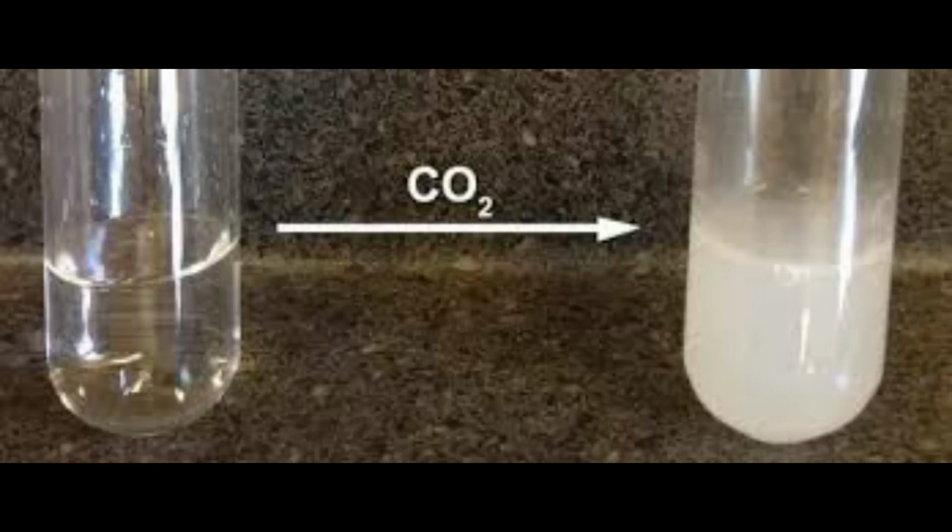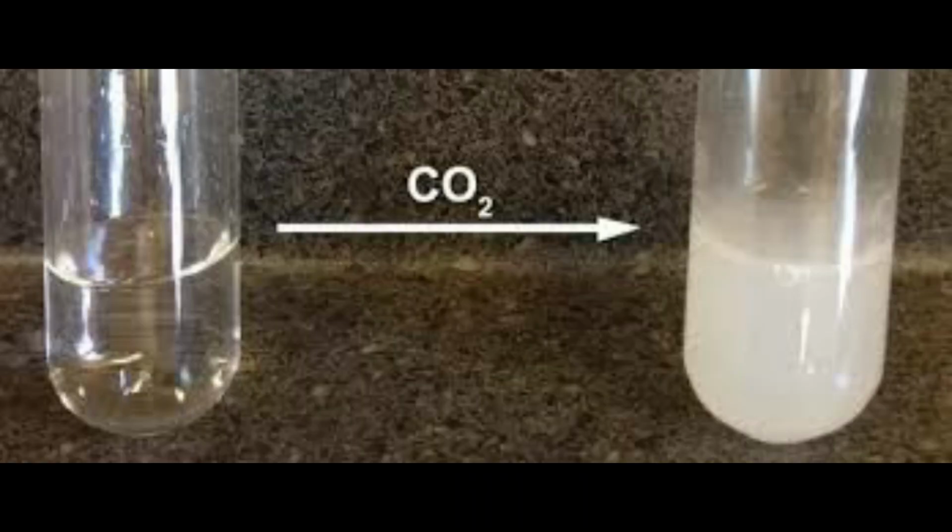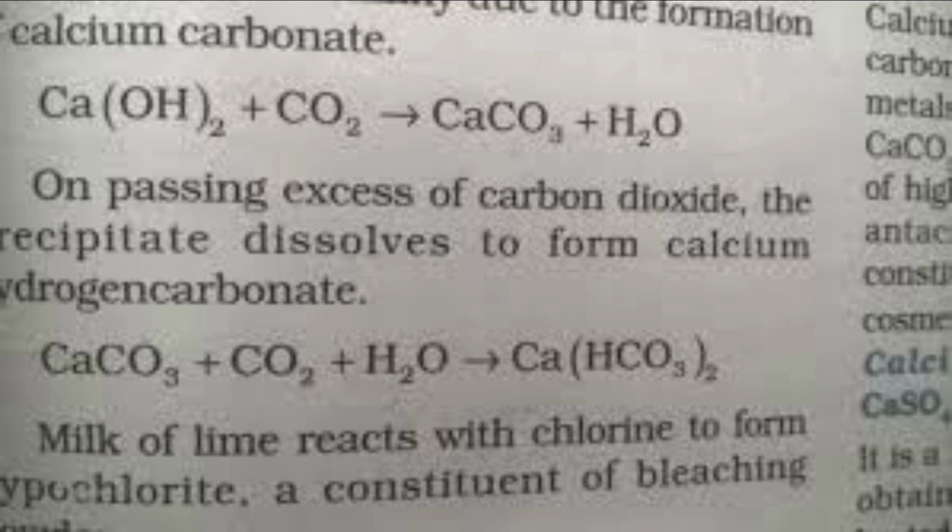When carbon dioxide gas is passed through lime water, it turns milky due to the formation of a white precipitate of calcium carbonate. Lime water is Ca(OH)2. We call it calcium hydroxide or lime water. When CO2, carbon dioxide gas, is passed through it, it forms calcium carbonate solid, a white precipitate, and water.